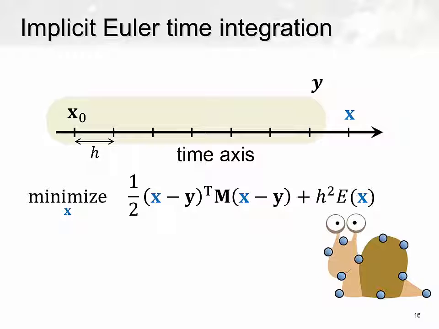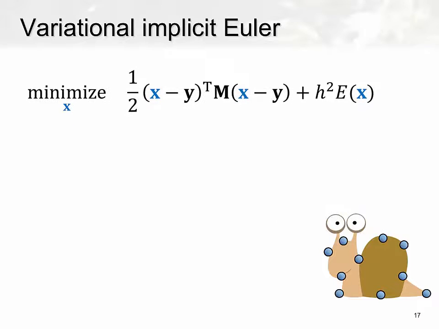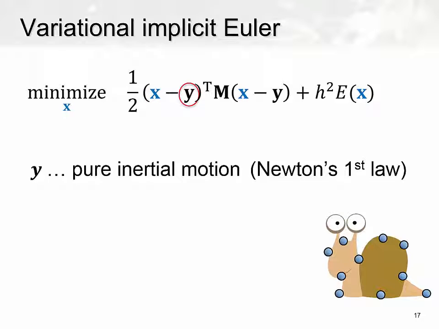That might look a little bit scary, so let me explain what this means. First, the symbols. The x, as I mentioned, is the unknown. That's the next state we are trying to compute. y is that constant that depends on the previously computed states. What y means is that it represents purely inertial motion. y is the state where the system would go if there were no forces acting on it, exactly according to Newton's first law. Now M is the mass matrix, h is the time step, and E is an elastic energy.